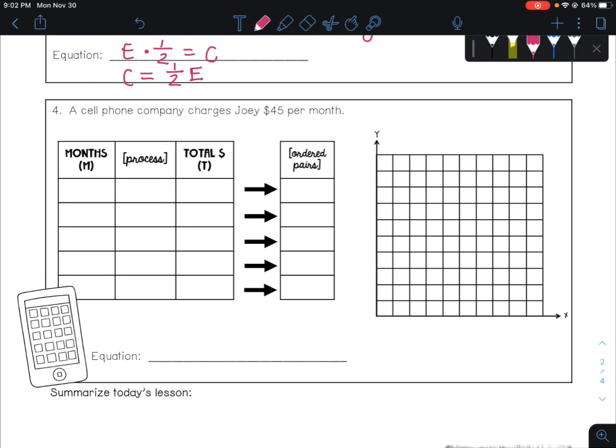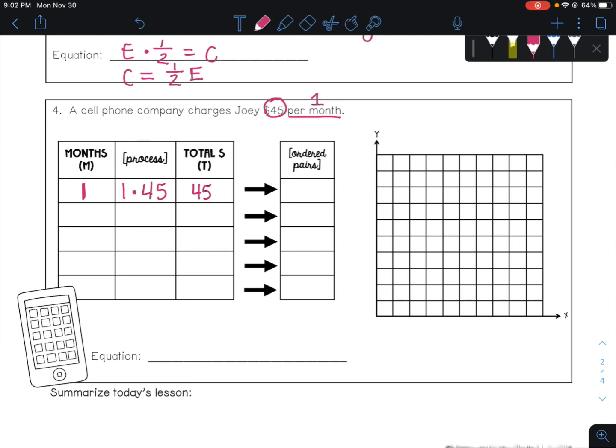All right, now just one more example. A cell phone company charges Joey $45 per month. So again, whenever you see this like per something thing, it just means for one. So 1 month, $45. And I can clearly see our process. To get from 1 to 45, that's 1 times 45.